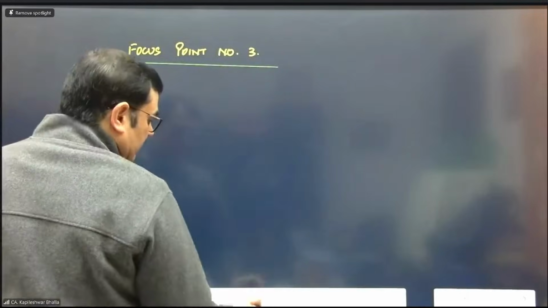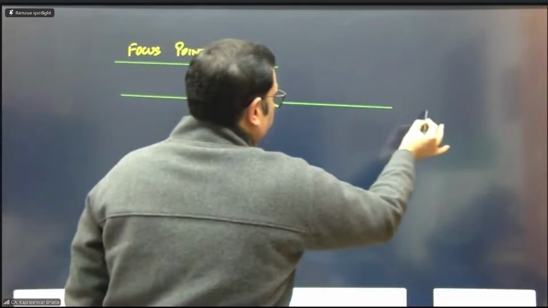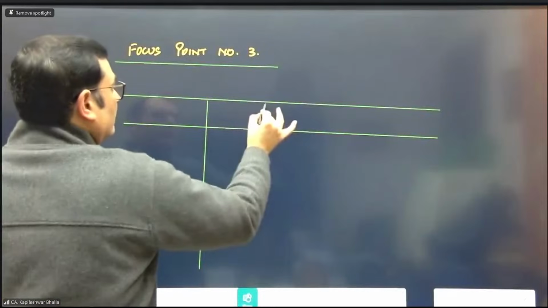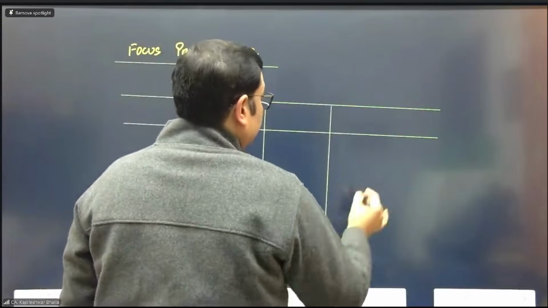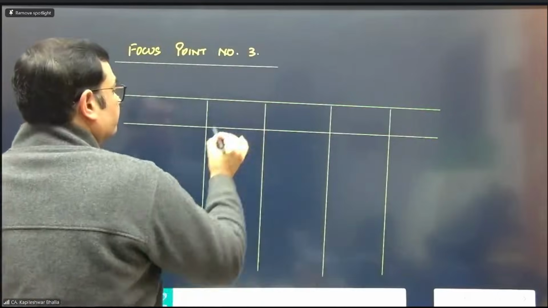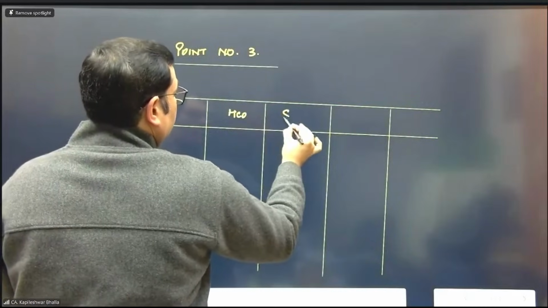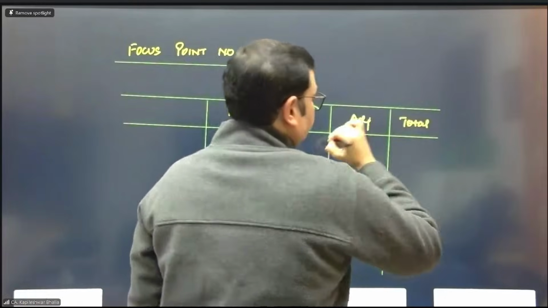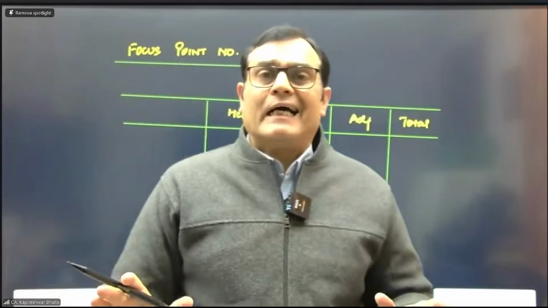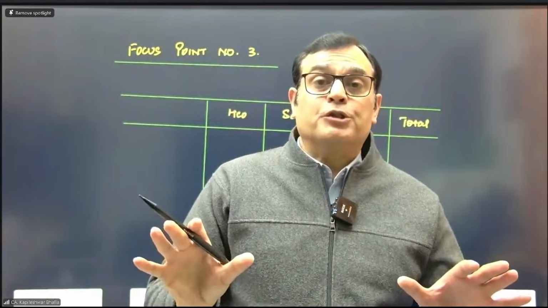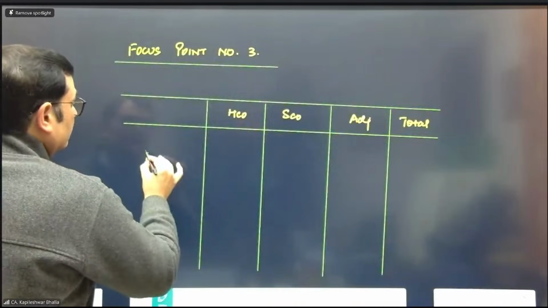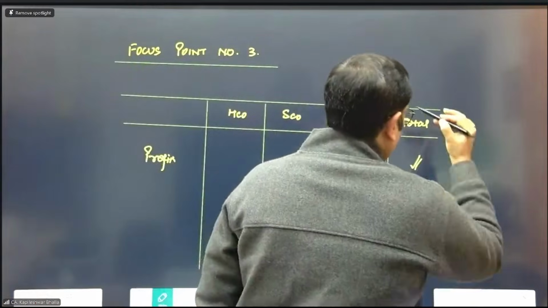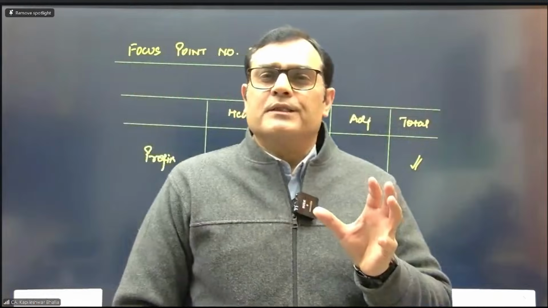When you get the profits, let me again make a columnar format. So let's say you made a consolidated income statement. One column for the holding, one for the subsidiary, adjustments, and the total. So this is holding company, subsidiary company, adjustments, as well as the total. Now you made your entire consolidated income statement and you've achieved a figure of profit. So we've taken all the incomes and expenses and we get the figure of profits out here in the total column. Now, what is this total profit?